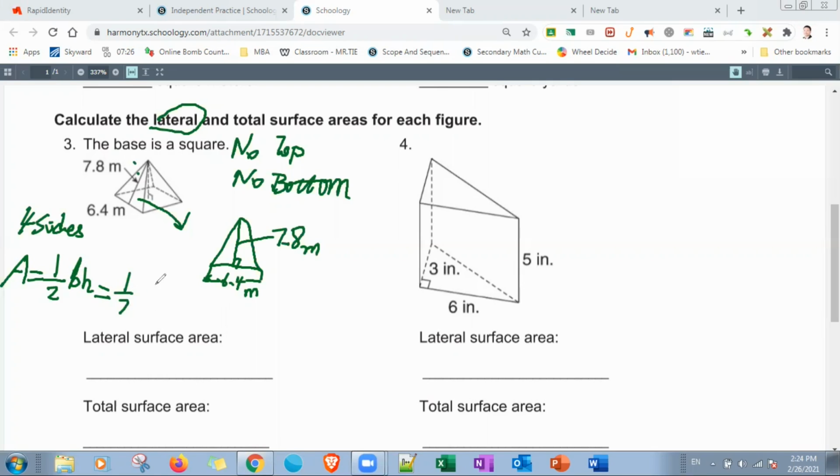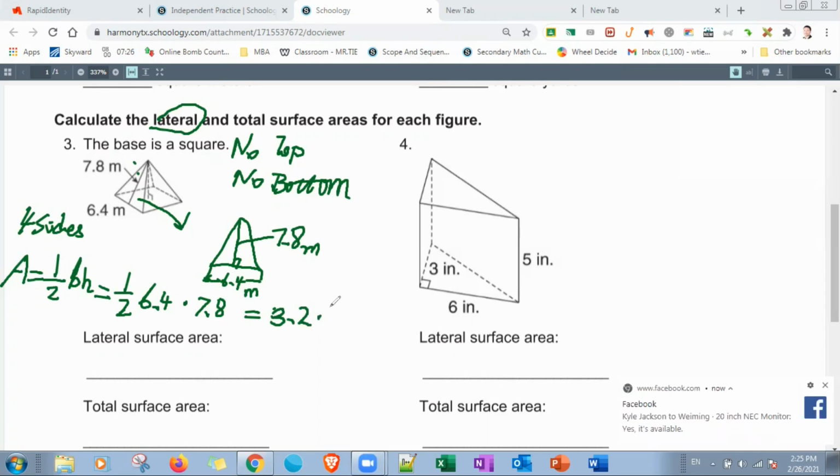Half base is... sorry, half times 6.4 multiplied by 7.8. Half of this is going to be 3.2, isn't that so? So it's going to equal 3.2 times 7.8. All right. 7.8 times 3.2.